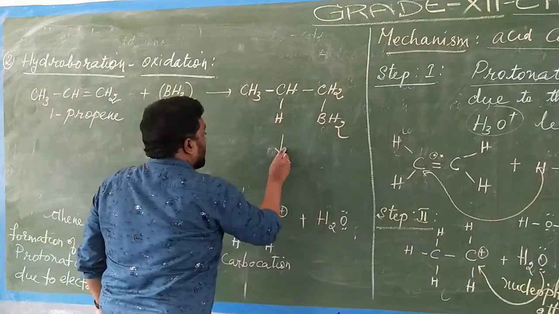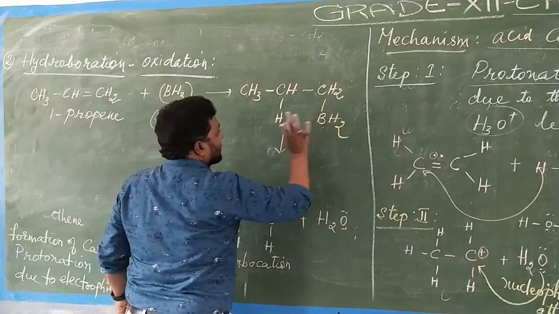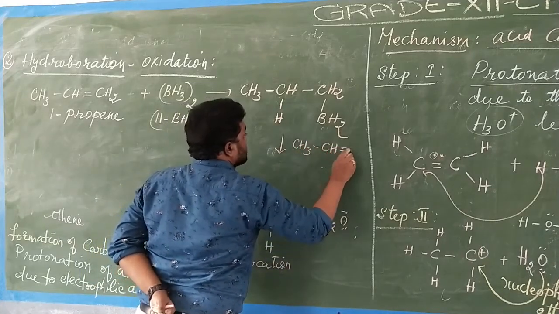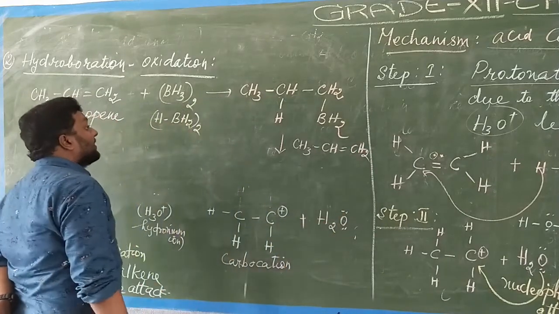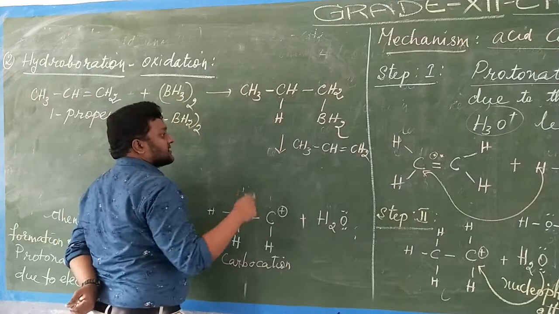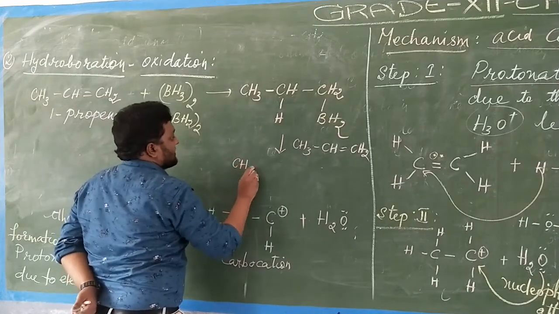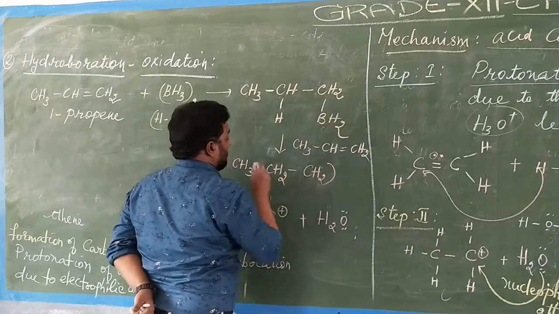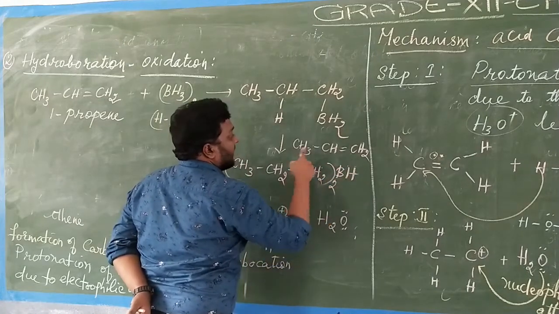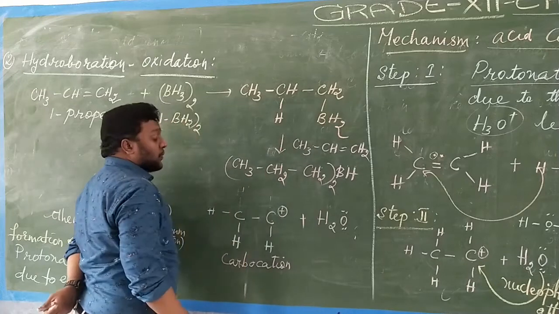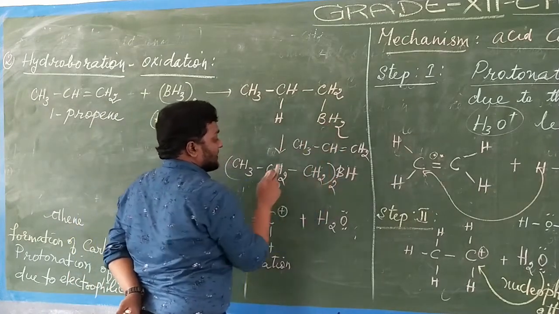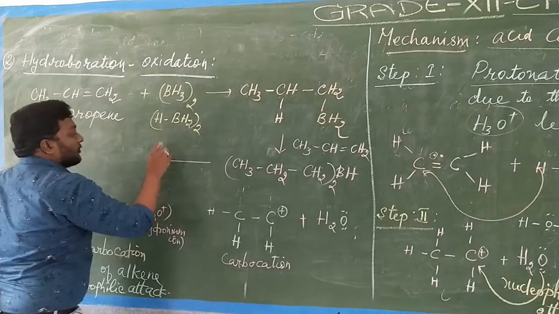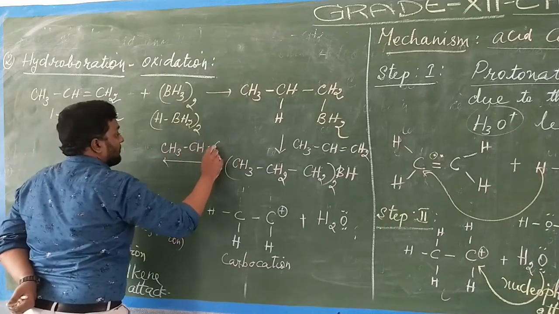So now take out this product. Again, you treat it with CH3, CH double bond CH2. When I treat it, it gives rise to the primary, secondary, tertiary products like that. So the product will be CH3, CH2, CH2 twice, BH. So CH3, CH2, CH2 twice BH. Again, you take out this product, you treat it with CH3, CH double bond CH2.